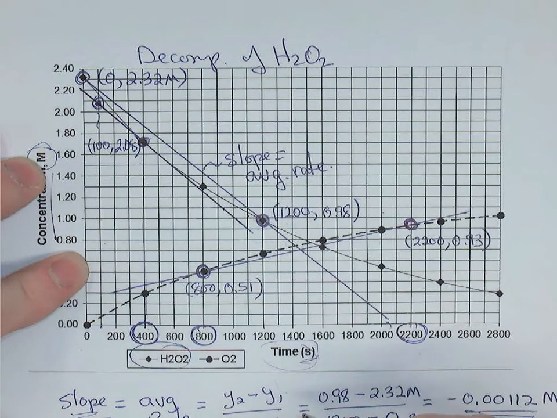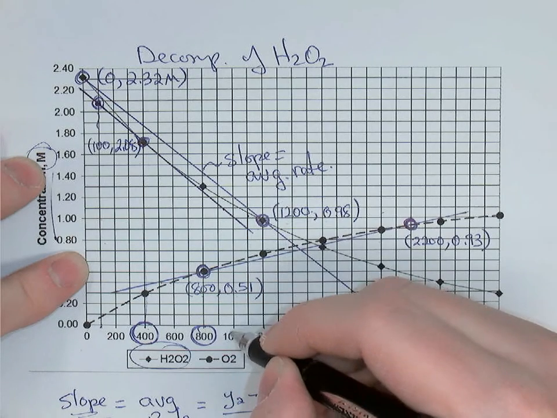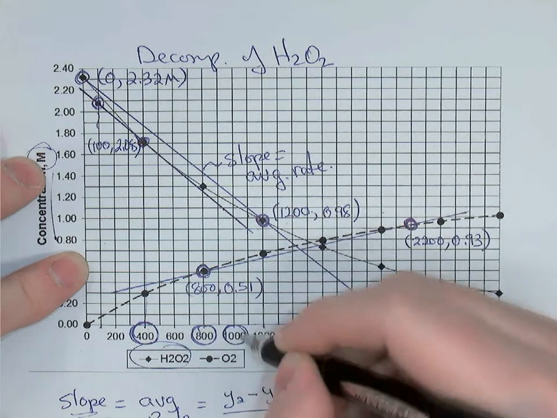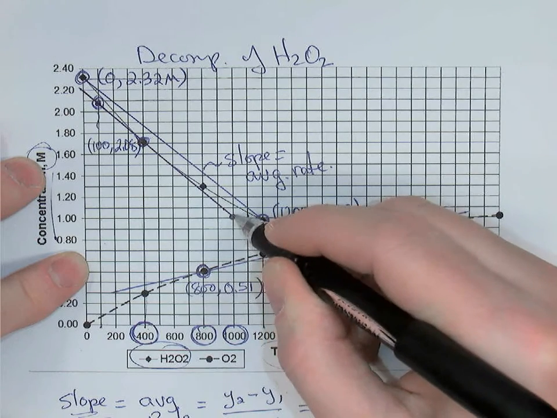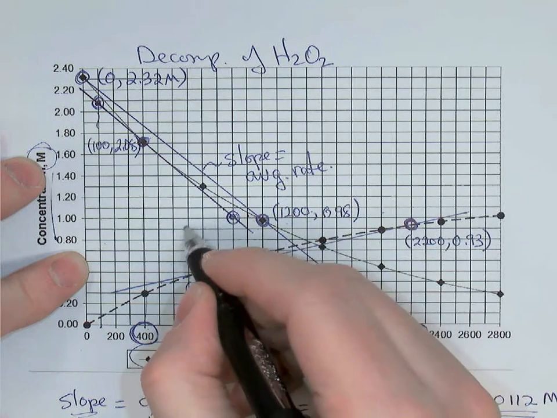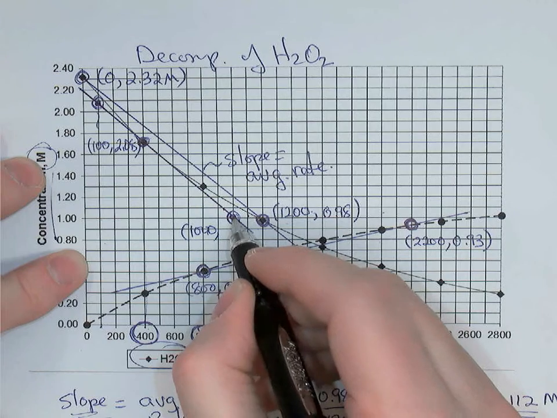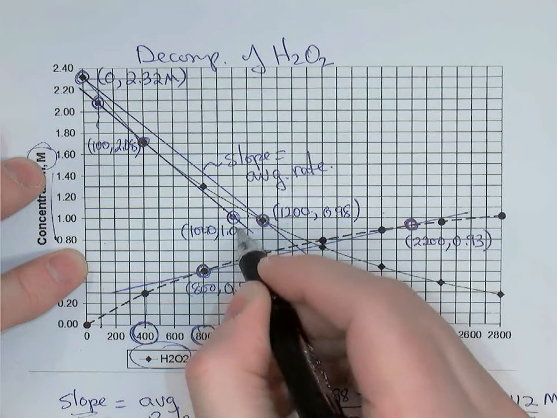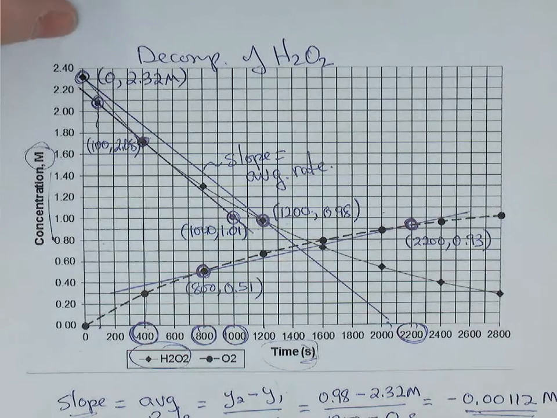And another point on my tangent line, how about over here at 1,000 seconds? If I go up from 1,000, there's a point on the tangent line, and for that point, its coordinates would be 1,000, comma, and just slightly over 1. So how about 1.01 molarity? Now that I've got the 2 points labeled on my tangent line, I can go back down and find the slope.